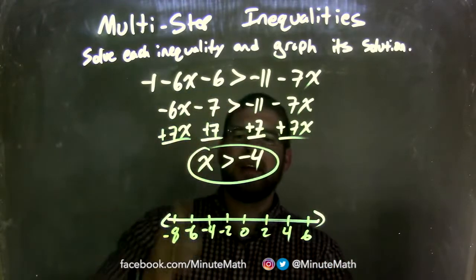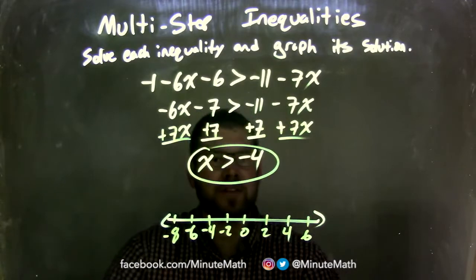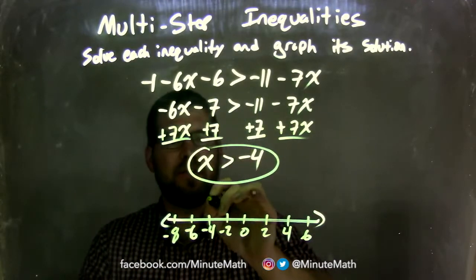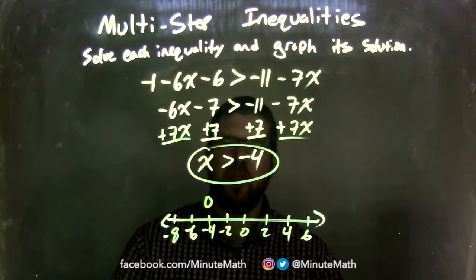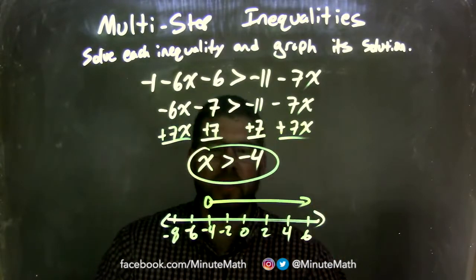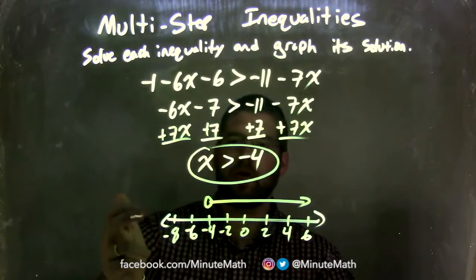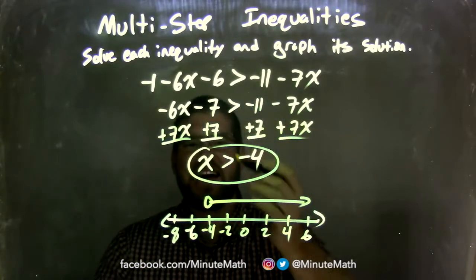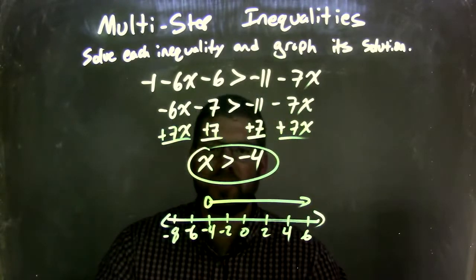Okay, so we said x is greater than negative 4. Well, it's not equal to negative 4, it's just greater than, so I have an open circle at negative 4. Then I need to put my arrow to the right. We said x was greater than negative 4, and now we have our graph that matches our inequality, which is x is greater than negative 4.